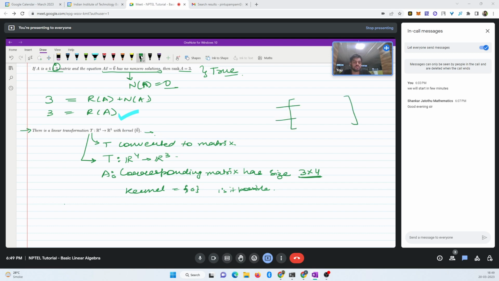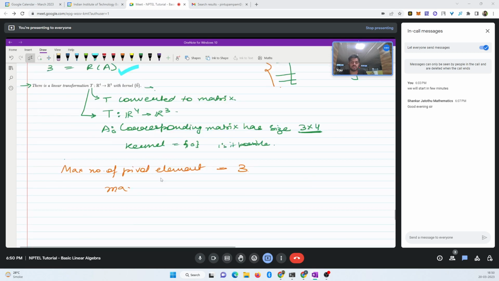This is 3 rows. So, how many pivot elements can it have at maximum? Okay, so the max number of pivot elements is equal to 3. So the maximum rank this matrix can have, the maximum of rank of A is 3, right? So rank of A is always less than or equal to 3, because you can't have more than 3 pivots if you have only 3 rows. Okay.